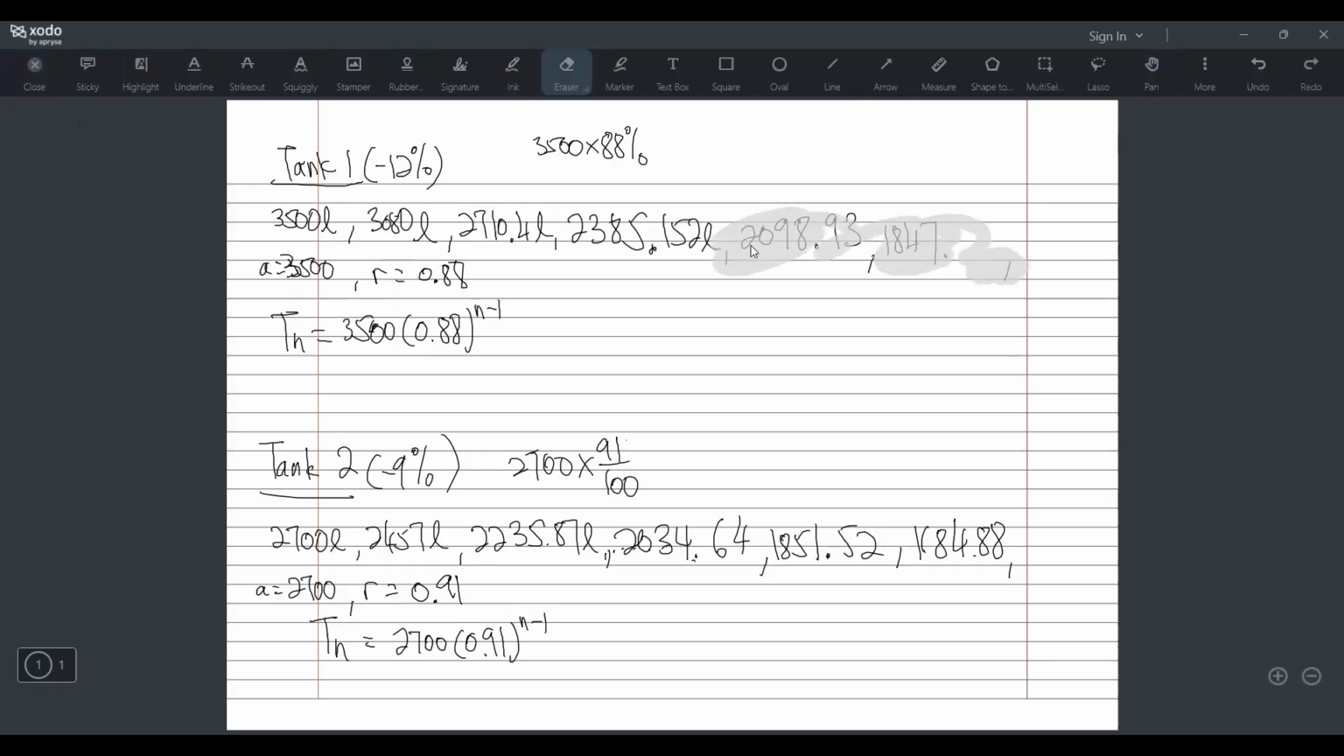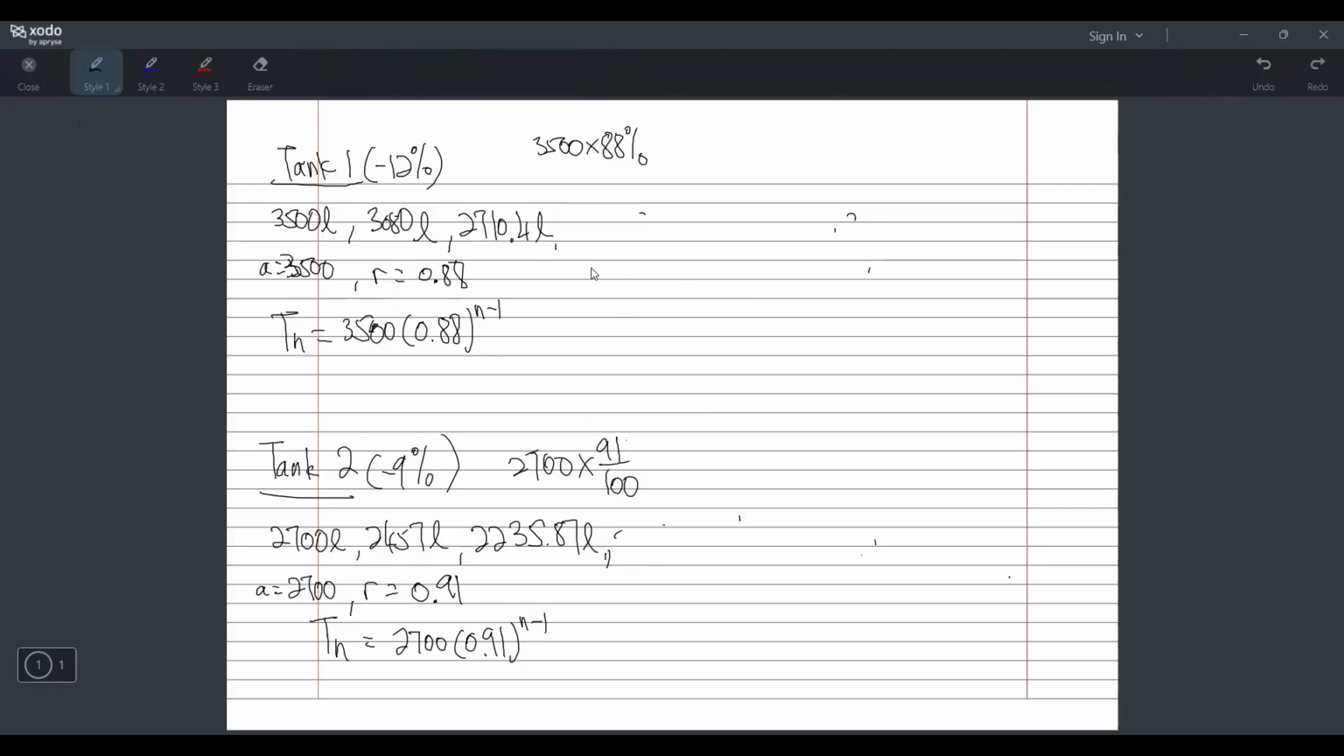Okay, let me erase all this. So actually this is not necessary because it will take very long. At first I thought doing it like this is easier, because I thought maybe at the fourth term or fifth term, tank 1 would be less than tank 2 already. But I realized the answer is very big. That's why I gave up already. Okay, so you want this to be less than, right?